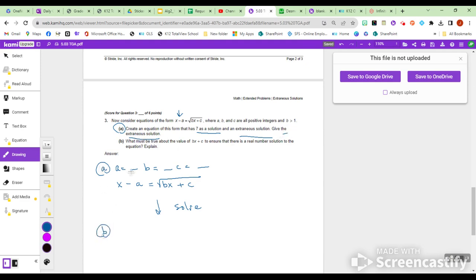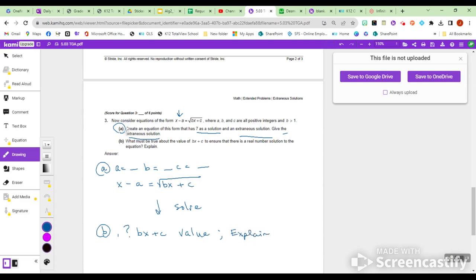And then B says, what must be true about the value of BX plus C to ensure that there is a real solution to the equation, and explain. So they're asking you to come up with, what did you figure out here in the process of doing this problem? What do you know about the value of BX plus C in order for there to be one real solution? And then it says explain.